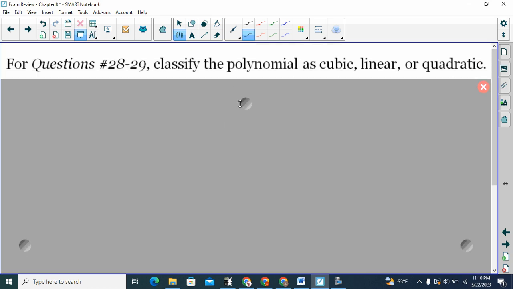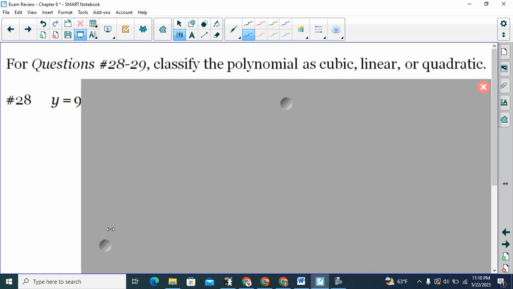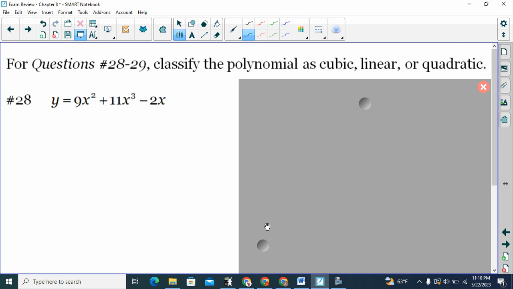Numbers 28 and 29, we are asked to classify each polynomial as cubic, linear, or quadratic. Each of these terms is referring to the degree of the polynomial. If the degree is equal to 3, it is called cubic. If the degree is 1, it is called linear. And if the degree is 2, it is called quadratic.